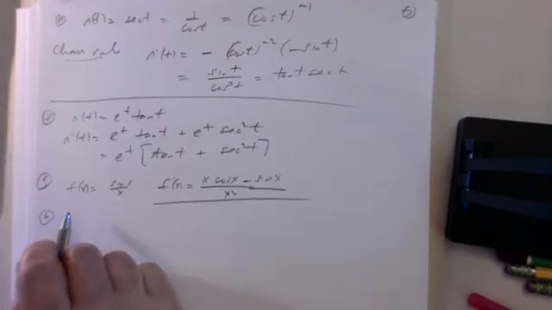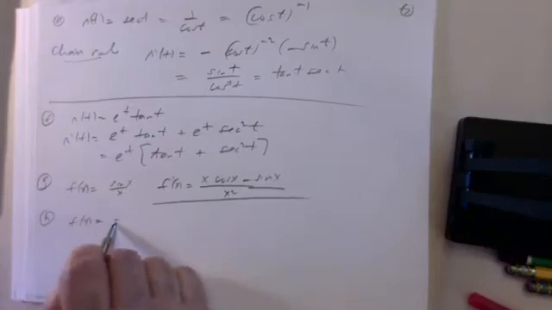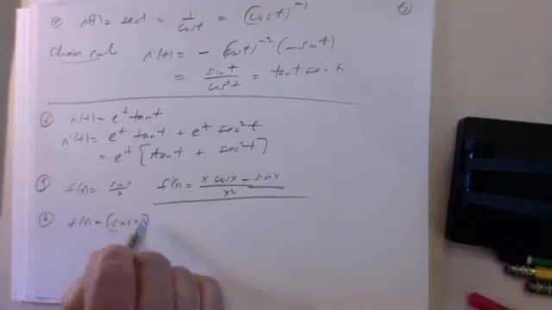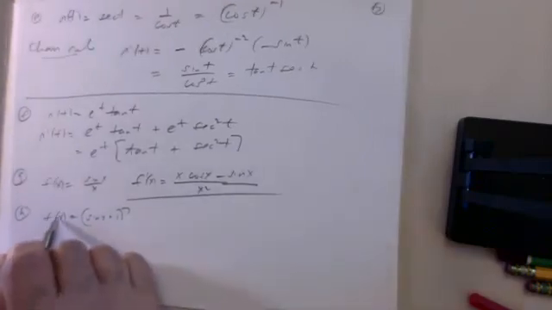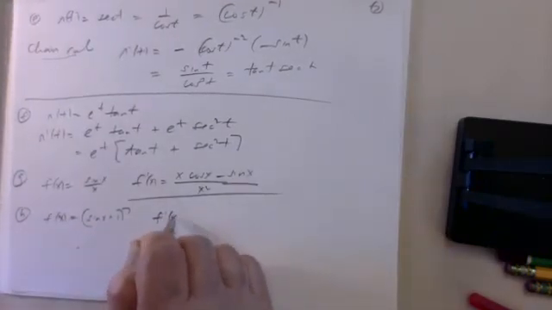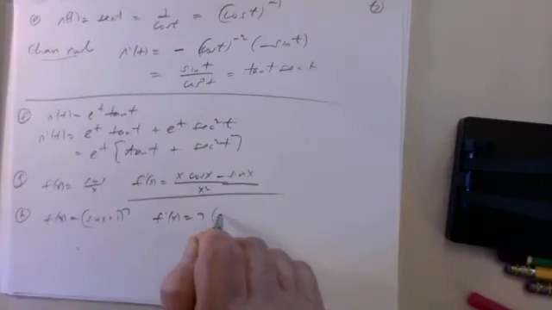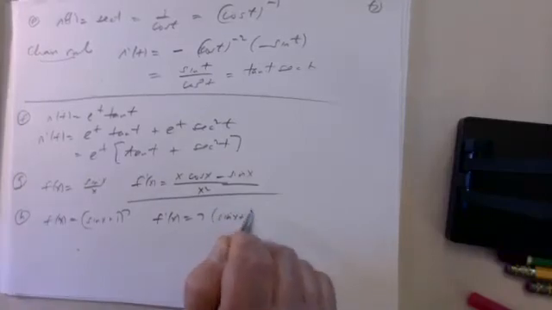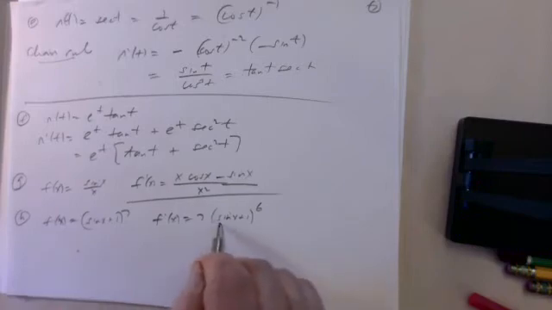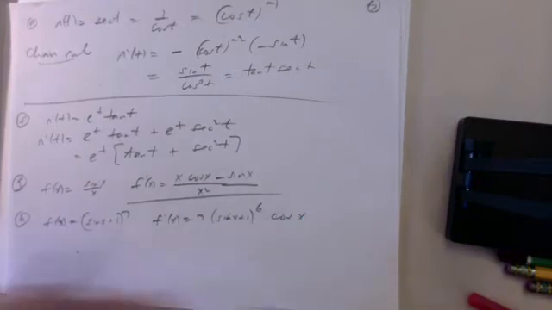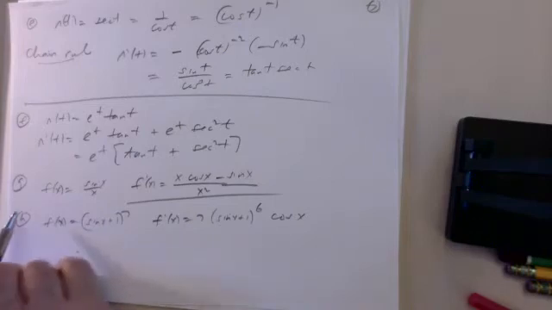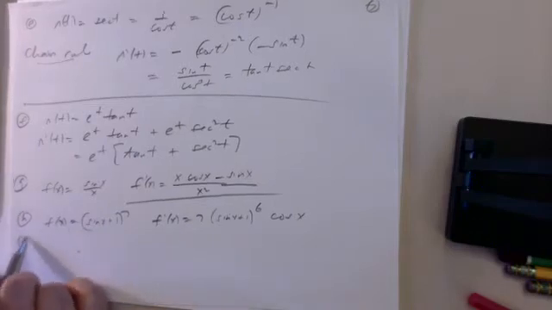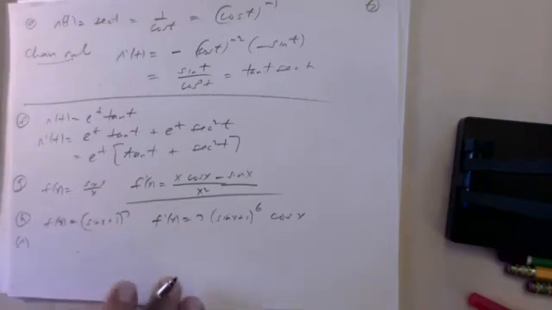In h, we have the function f of x is sine x plus 1 to the 7th power. So f prime of x by the chain rule is 7 sine x plus 1 to the 6th times the derivative of sine x plus 1, which is cosine x. Okay. Any questions about these so far?